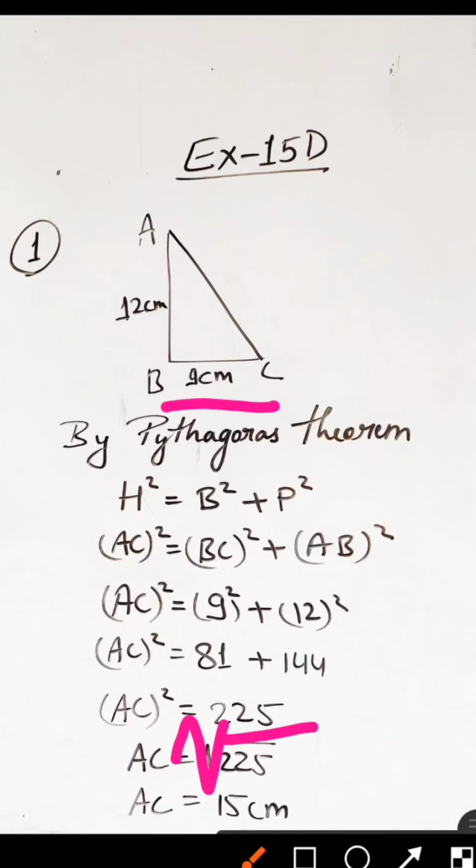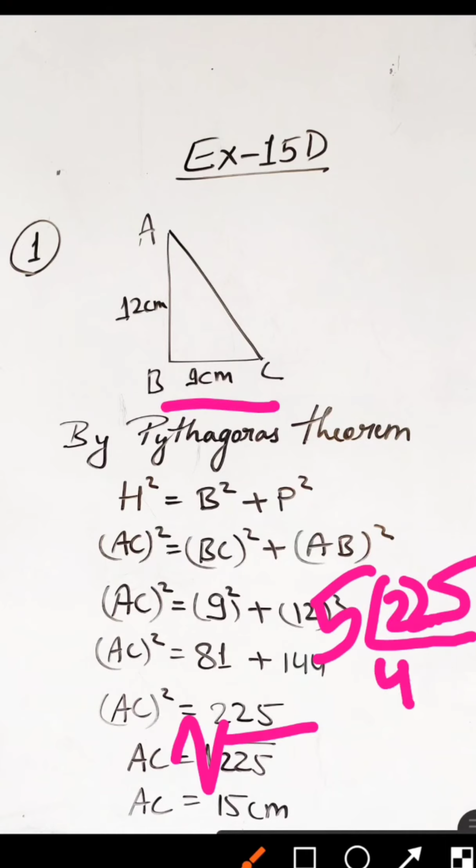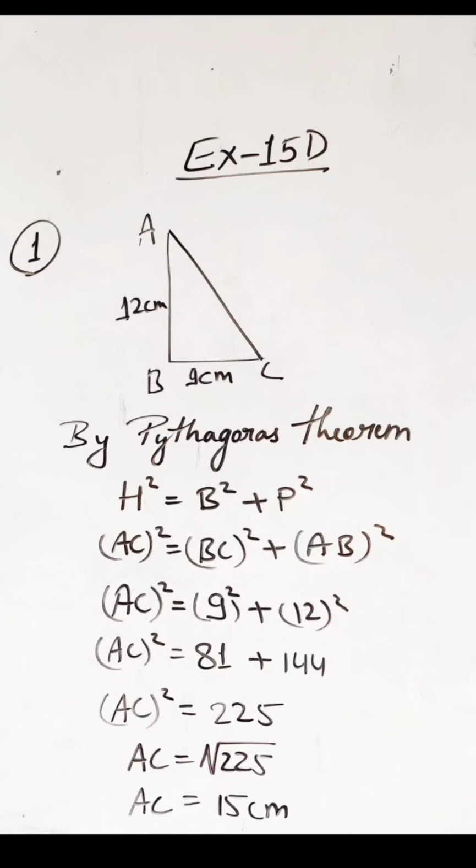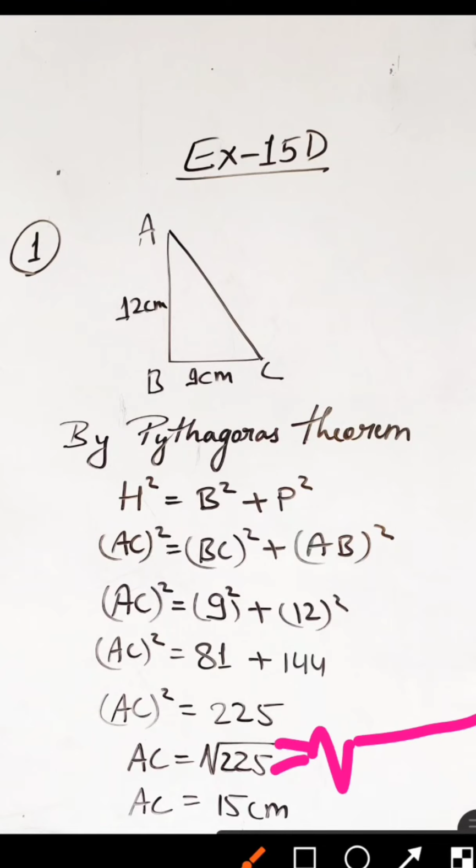To find the square root of 225, we find the prime factorization of 225 in the rough part. We can find it by the table of 5. 5 4 times is 20, 2 remainder, 5 5 times is 25. Now 5 9 times is 45, and 3 3 times is 9, and then 3 1 time. So we have two 3's and two 5's. Inside this square root you can write 3 into 3 into 5 into 5.